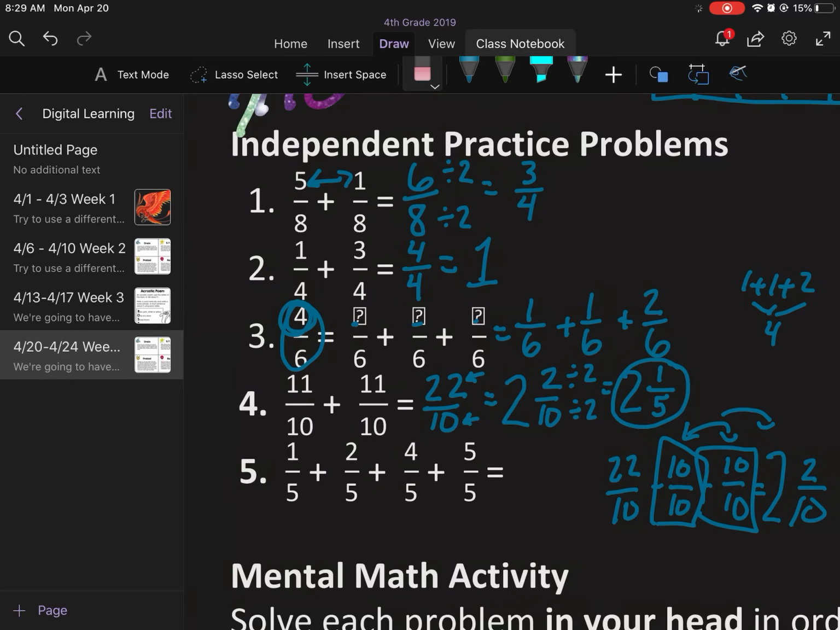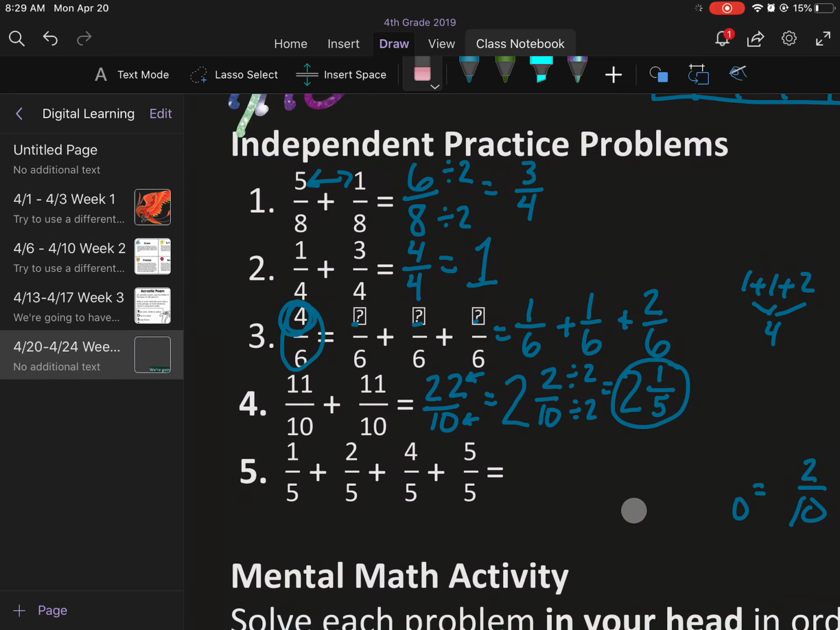Okay, my last one, I'm going to delete this work down here just so I have more room. 1/5 plus 2/5 plus 4/5 plus 5/5. Well, I know 1 plus 2 is 3. 3 plus 4 is 7. And then what do I notice about this? Well, I notice that 5/5 is 1 whole already. So let's check. So I have 1 whole plus 7/5.